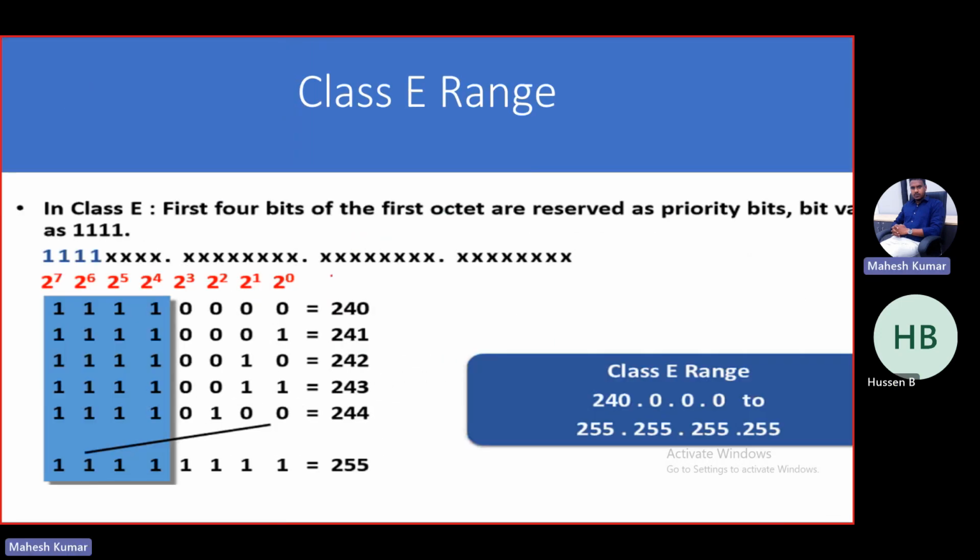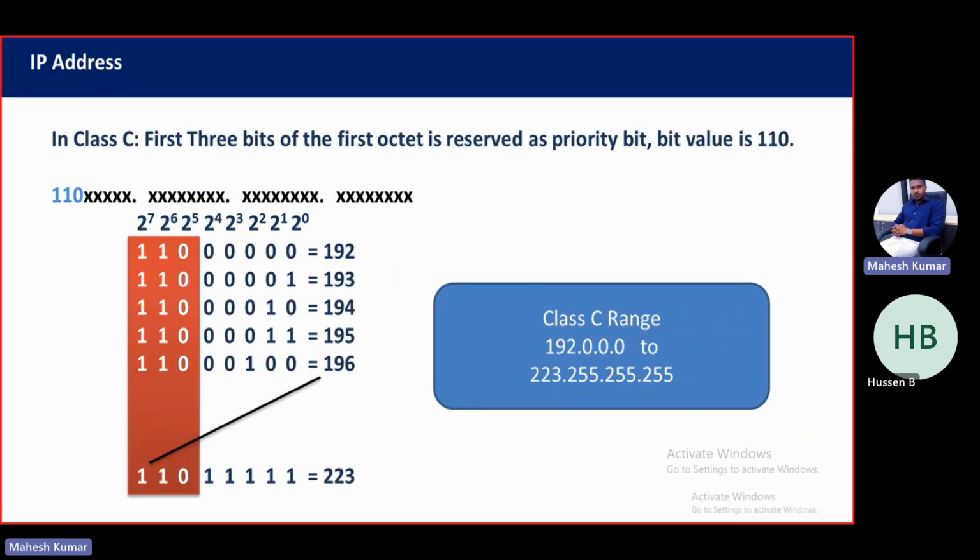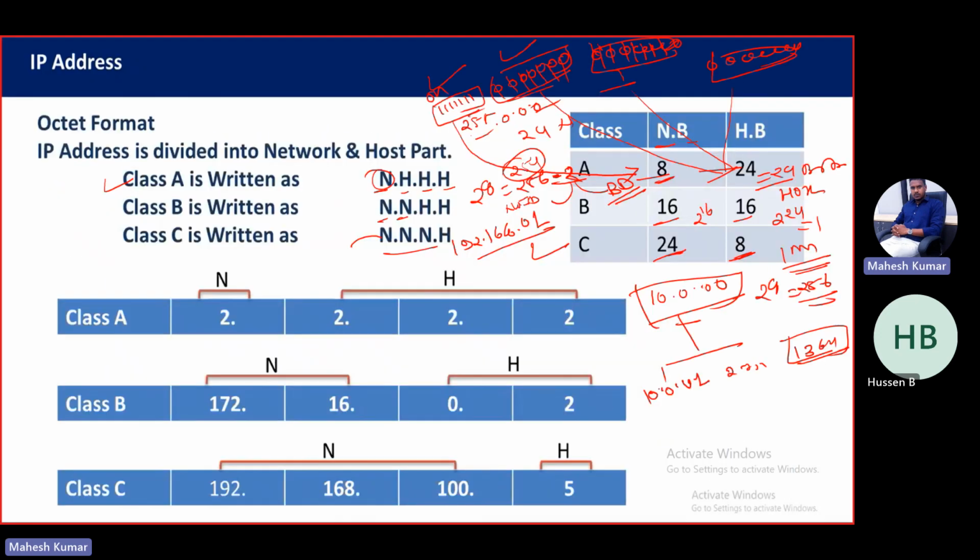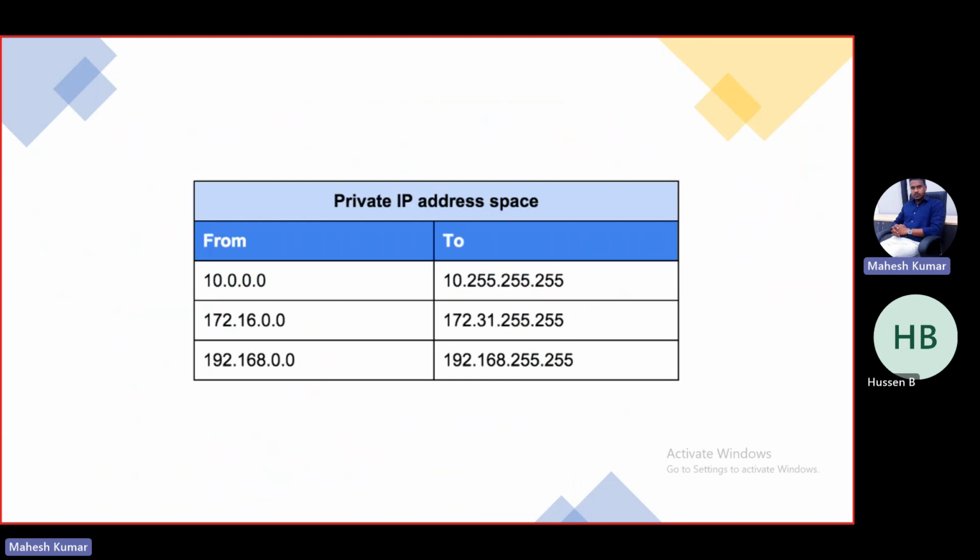So that is about our public IP. Now there is some private IP. Private IP we don't need to purchase. Only public IP we need to purchase. So in every class we have a separate private IP range.